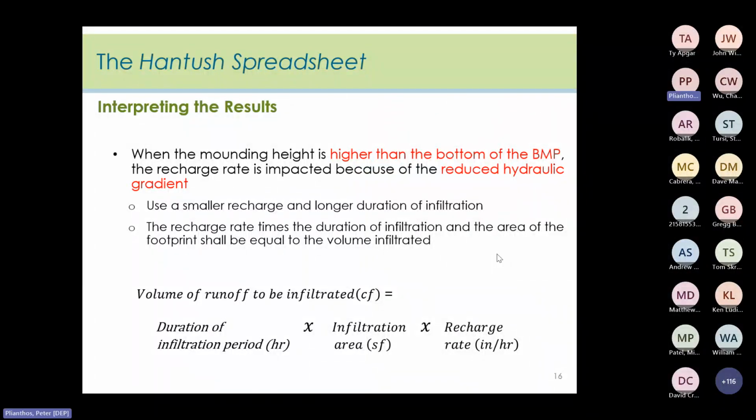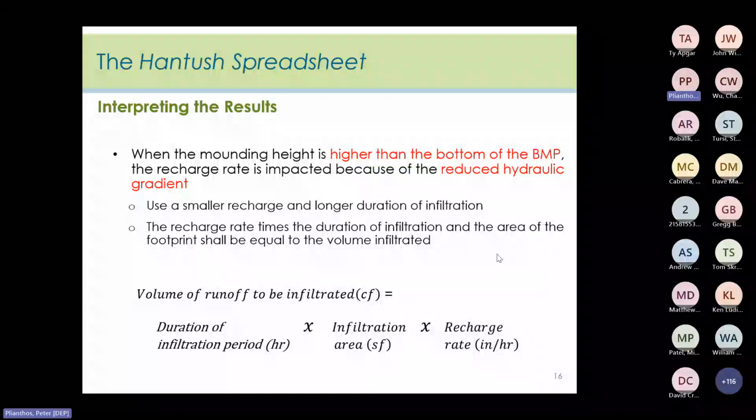That means you'll have to run the spreadsheet again after you make some changes. Because there is a proportionality between the recharge rate and the duration of infiltration, as shown in this equation, the changes include using a smaller recharge rate and a correspondingly longer duration of infiltration for the same infiltration area and the same volume of runoff to be infiltrated.